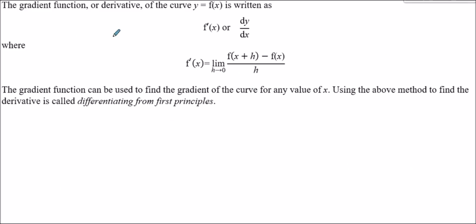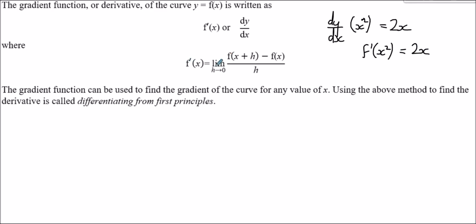So, a bit more definition and notation. The gradient function is called the derivative, and it's written as f dashed x or dy by dx. And so, for example, for y equals x squared, we could write dy by dx of x squared, or even d by dx of x squared, equals 2x. Or even f dashed of x squared is 2x.